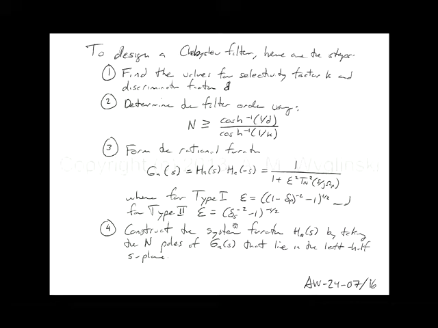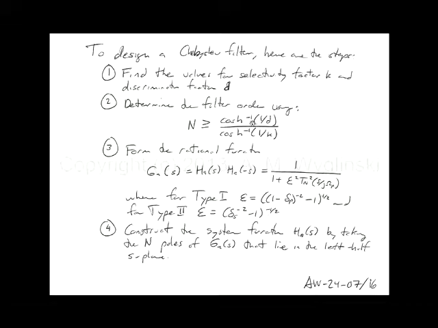So let's say I want to design a Chebyshev filter. It's not as easy as a Butterworth, and we're just getting increasingly complex. When we do elliptical, it's even going to be harder. So Chebyshev filter: what happens is we find the values. First of all, we find out what selectivity and what discrimination factors we want for our filter. We then determine the filter order using this magical equation.